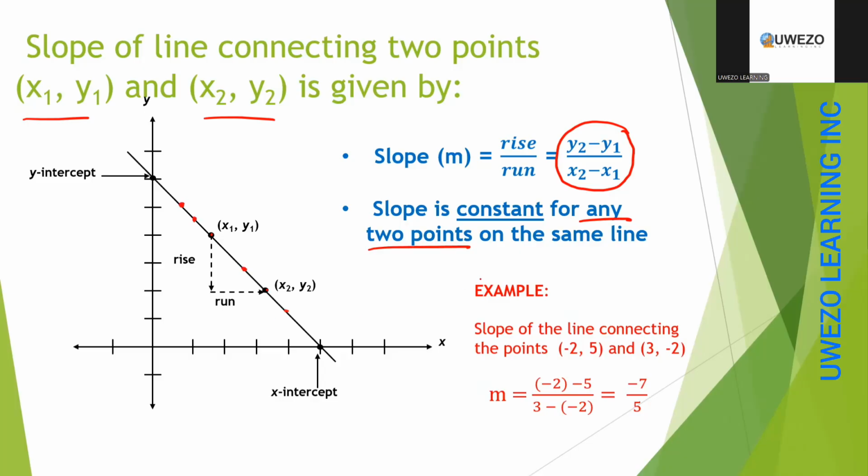Slope must be the same. For example, if there are 2 points negative 2 comma 5 and 3 comma negative 2 present on a line, to calculate the slope of that line, we do negative 2 minus 5, the difference of y coordinates, over the difference of x coordinates in the same order. So that's how we get the value of the slope.